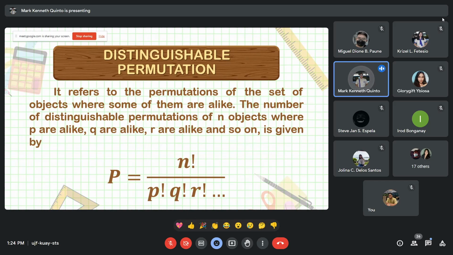So what do you think is the reason why we have the 3 dots here, or the ellipsis, in our formula of distinguishable permutation?